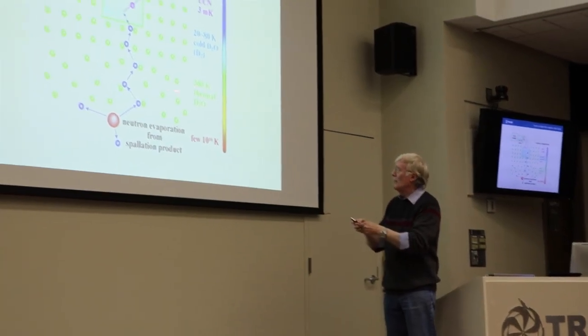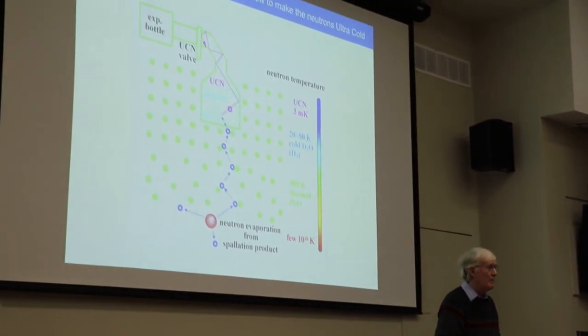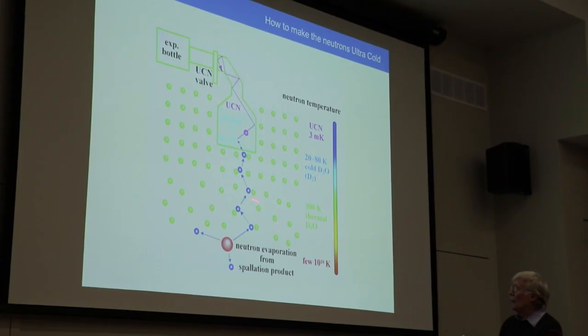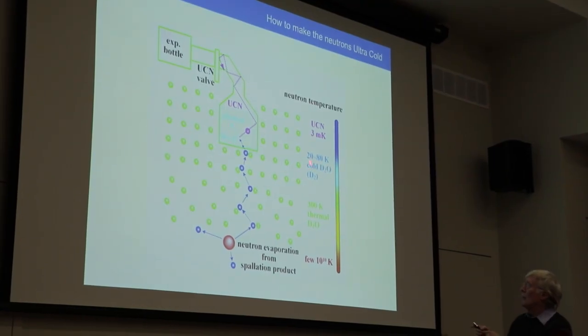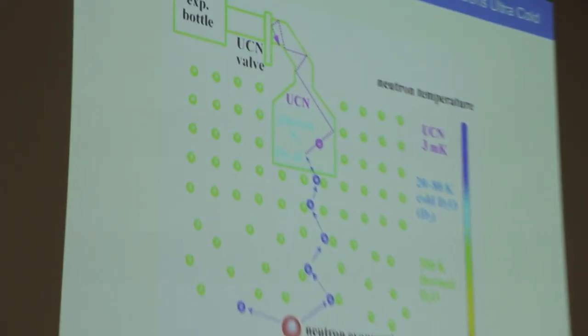Starting at over 50 million kilometers an hour, they go into some heavy water, just room temperature heavy water. They bounce around there and get cool. Then they go into heavy water ice, frozen heavy water. And then finally, they bounce off some superfluid helium.